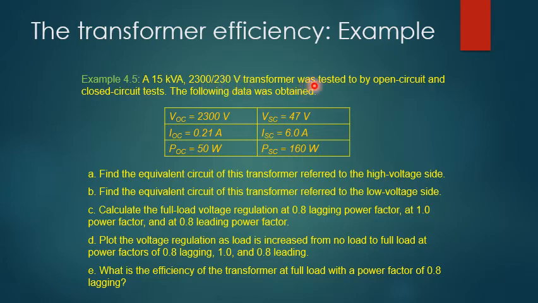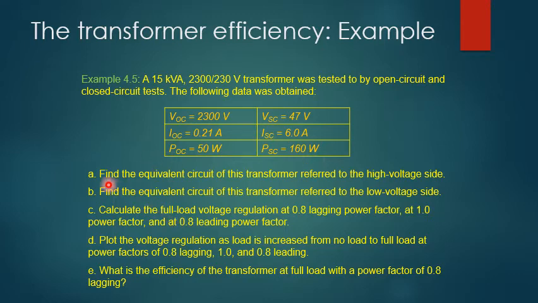This particular transformer was tested by an open circuit and closed circuit test. So they performed open circuit and closed circuit tests on a step down transformer able to supply a rated power of 15 kVA, and the results are summarized below. The voltage in the open circuit test was 2300 volts. The current in the open circuit test was 0.21 amperes, and the power was 50 watts. For the short circuit test, the voltage was measured to be 47 volts. Current in short circuit was 6 amperes, and the power in the short circuited arrangement was 160 watts.